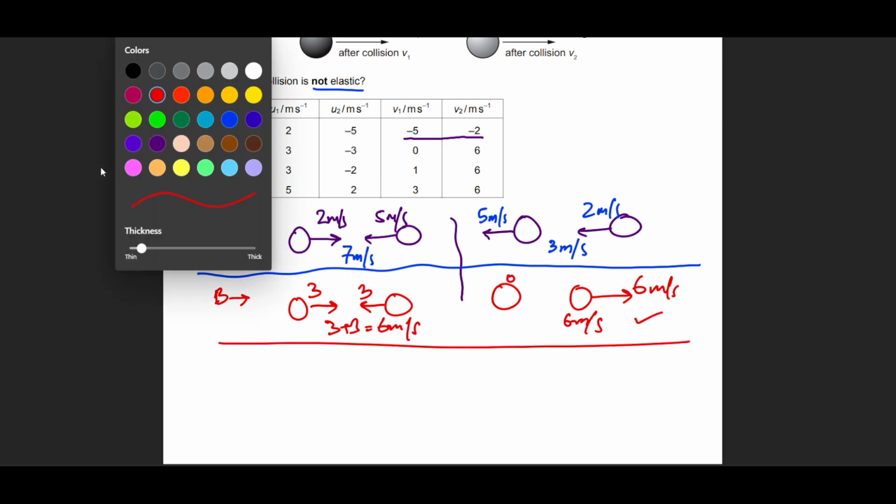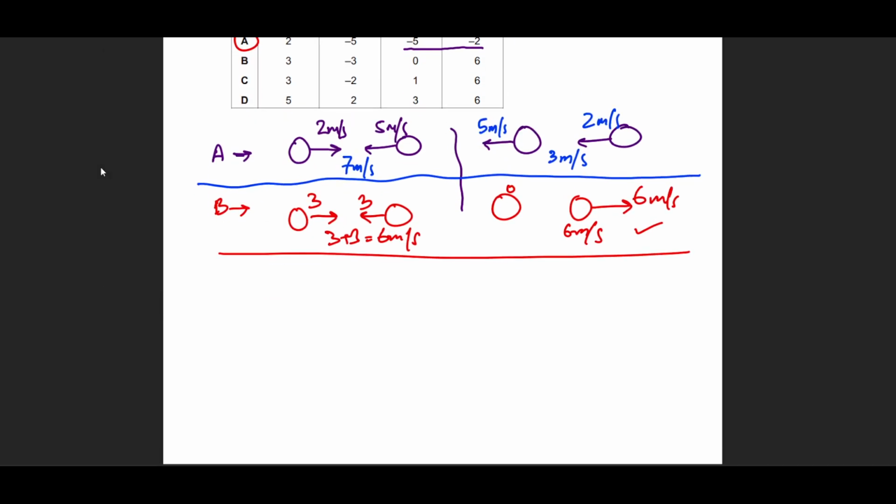Because only in elastic cases are these relations going to give you the correct answer in terms of relative speed. So for option C, we have 3 and minus 2, which means that one object is moving towards the right side with 3 and the other towards the left side with 2. And after collision, one of them is moving towards the right side with 1 meter per second and the second object is moving with 6 meters per second towards the right side. Notice one other thing, that the leading object has a higher speed and the lagging object has a lower speed.